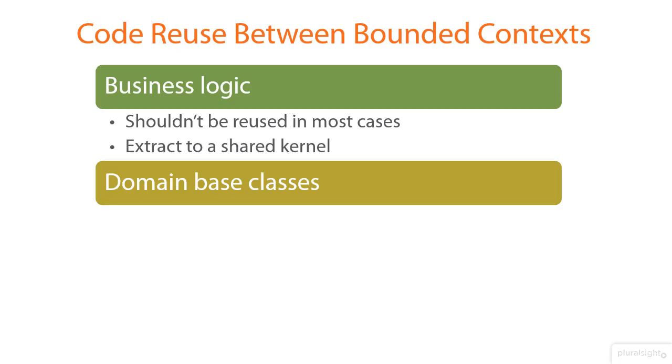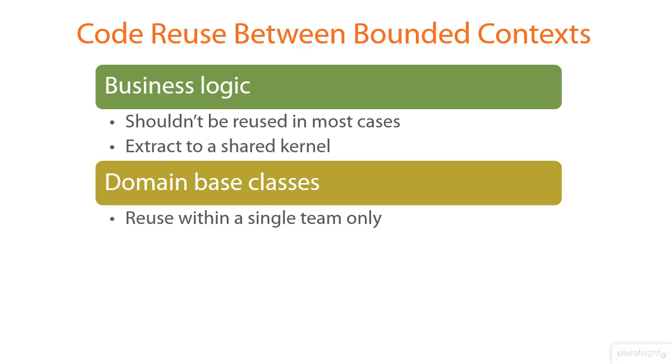The second type of code is domain-based classes, such as entity, value object, repository, and so on. They don't contain any business logic themselves, but are still used by the actual domain classes in your bounded contexts. The answer to the question whether or not to reuse such code depends on the team configuration in your project. If you have the same team working on two bounded contexts, then it's a good idea to reuse domain-based classes. On the contrary, if there are separate teams working on those models, they are better off having their own implementations of those base classes, even if those implementations are identical.